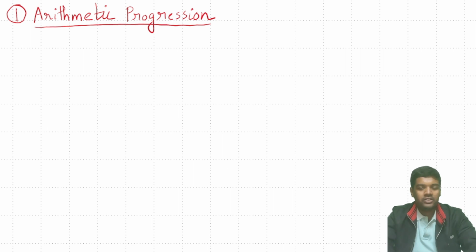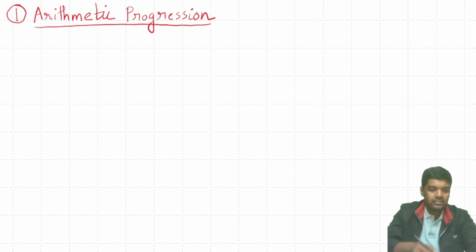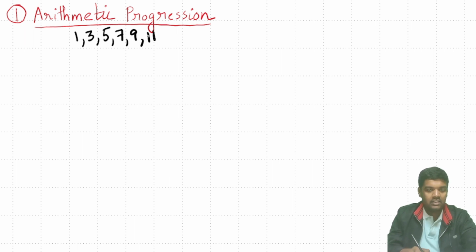Now, what is arithmetic progression? Arithmetic progression is any series wherein any two consecutive numbers have the same common difference. For example, let's assume a series 1, 3, 5, 7, 9 and 11. Here you can see any two consecutive numbers have the same common difference.